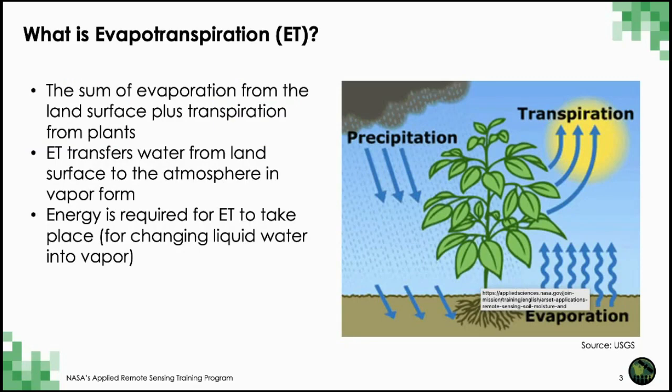So just to start with, what is evapotranspiration? We already know it is really the sum of evaporation from the land surface and transpiration from plants. Evapotranspiration, or ET, transfers water from the land surface to the atmosphere in vapor form, and that requires energy to convert that liquid to vapor.